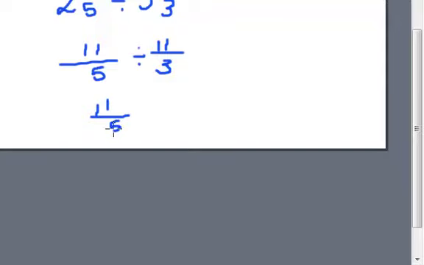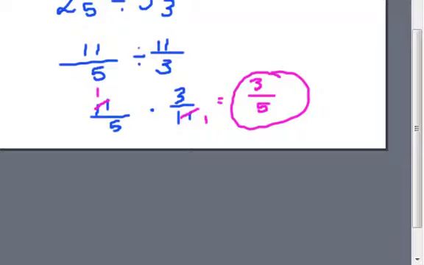So 11/5 times 3/11ths. You'll notice from this example and from the last example that you can simplify. The 11's both have 11 in them. There's 1 there and 1 here, and then I can multiply across. 1 times 3 is 3, and 5 times 1 is 5. So my answer for that will be 3/5. That's all. Yay, math!